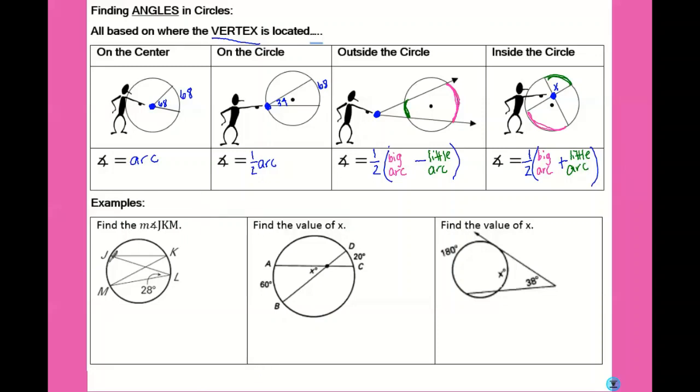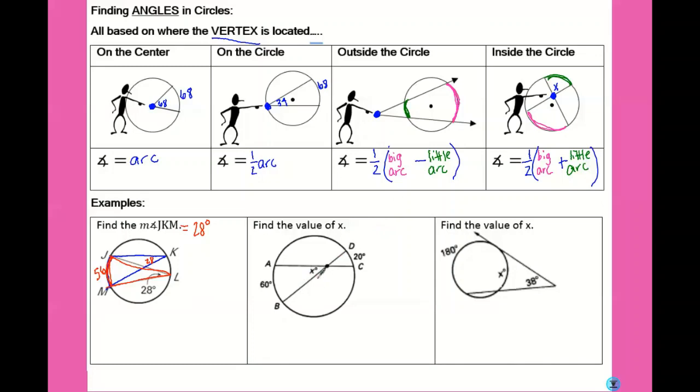So let's try it. Find the measure of JKM. That's what we want to know. To find that angle, we need to know this arc. And this is the only measurement we're given. So if I know JLM is 28, that means this arc out here, if I multiply it by 2, it has to be double it, would be 56. If out here is 56, then in here is 28, which means this angle is 28 degrees.